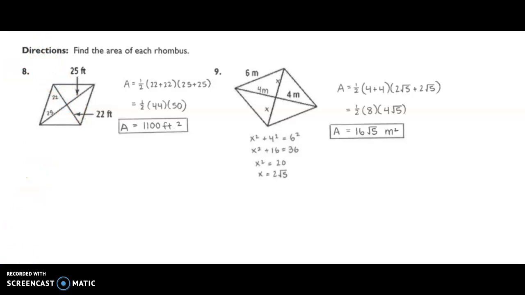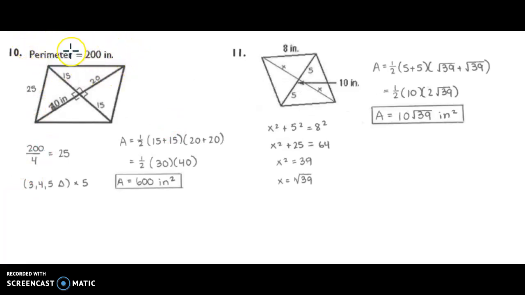For a rhombus, same formula: 1/2 times d1 times d2. You might need to use the Pythagorean theorem sometimes to figure out a missing side or a missing part of a diagonal. So take a look at these examples here.